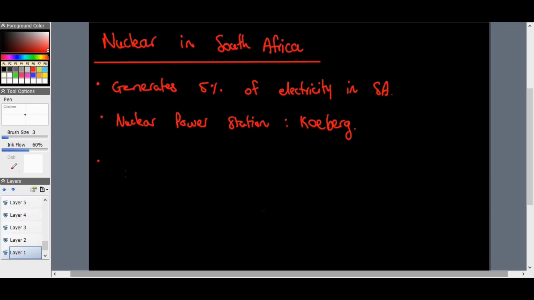Now, what do nuclear power plants here in South Africa, or anywhere else in the world, use as fuel to power their power stations, or to actually generate electricity? They use something called radioactive fuel. You spell that radioactive fuel. The radioactive fuel that they use is called uranium. All I know is that uranium is super radioactive.